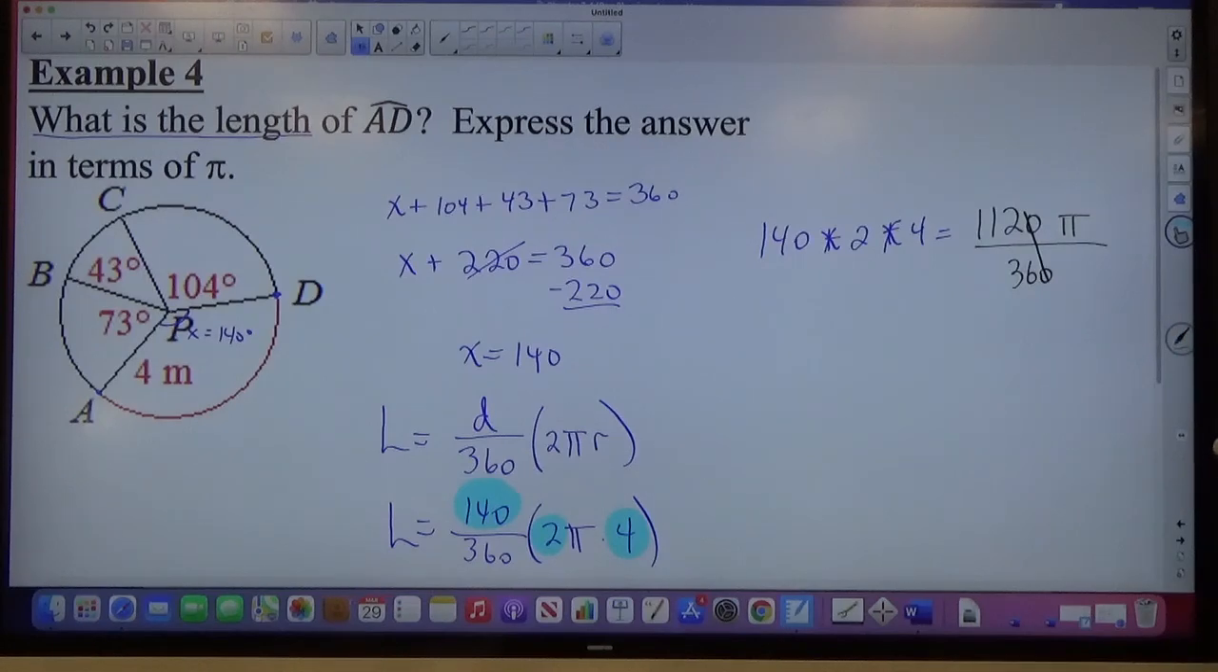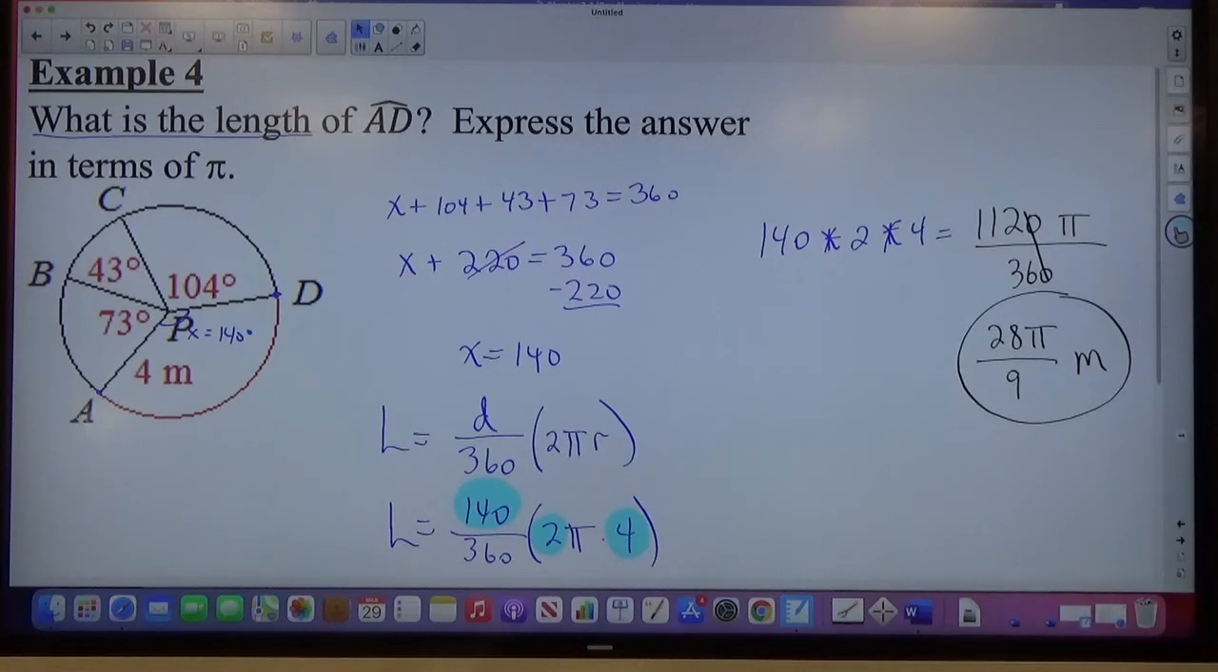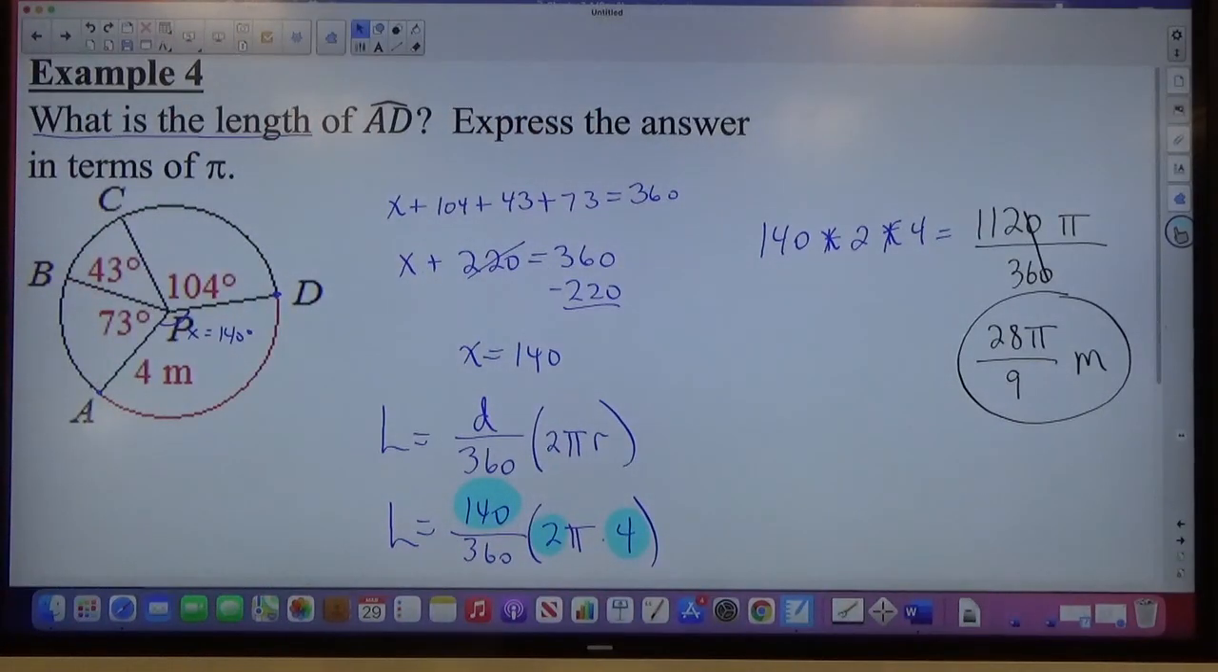So 112 divided by 4 is 28. So I'm going to get 28 pi. 36 divided by 4 is 9. And 28 and 9 don't divide by the same number, right? So that's as far as I can reduce it. We're in meters, so 28 pi over 9 meters would be the answer. Again, if it didn't specify, I can go to the nearest tenth, or I can go to the pi form, but it did specify, so I need to leave it in that form.